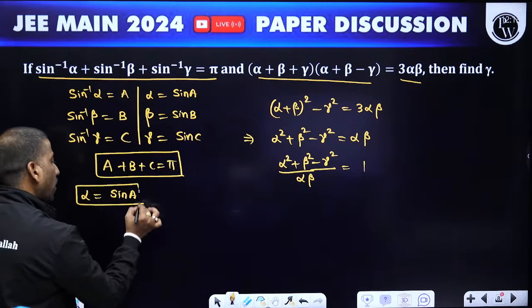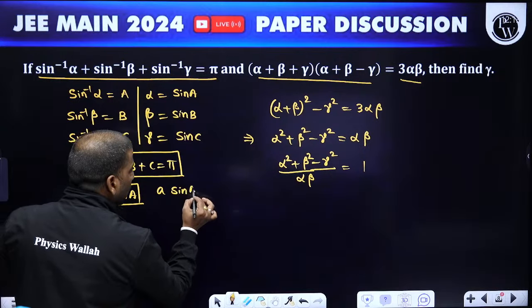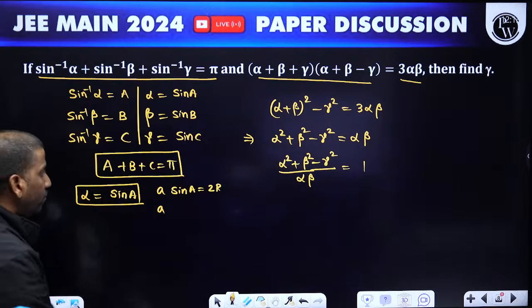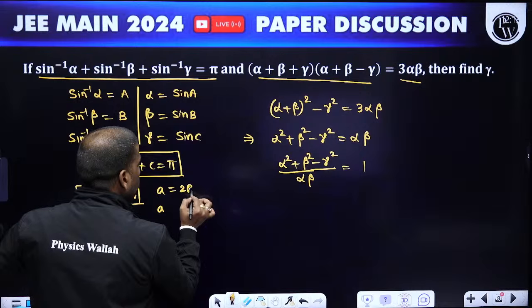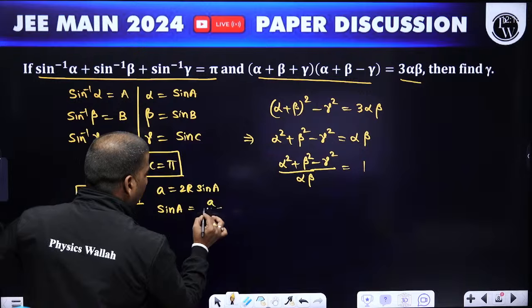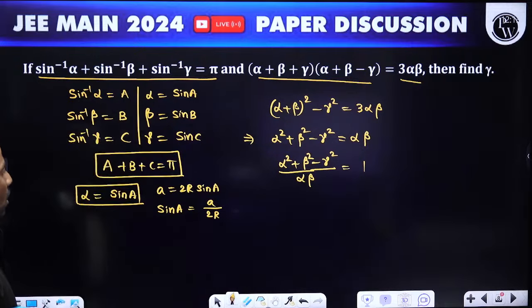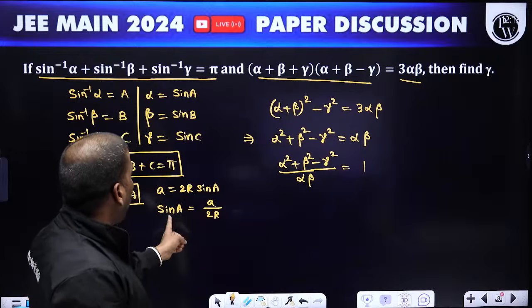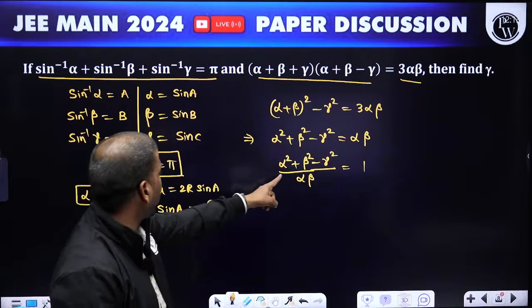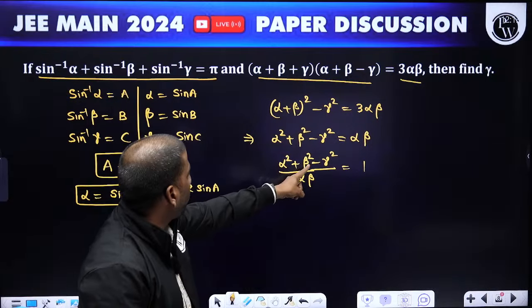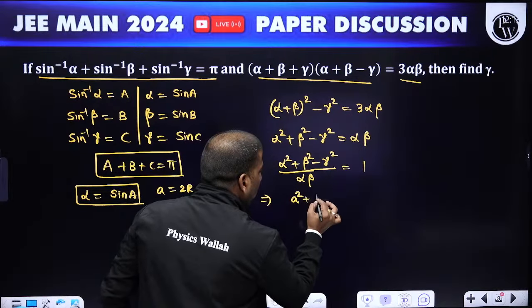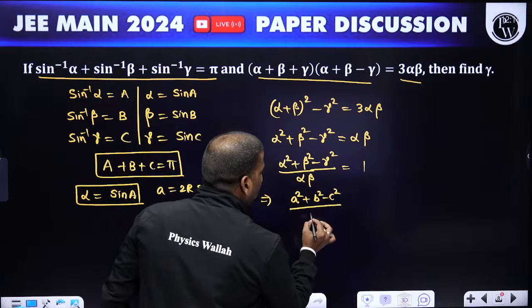Let us apply properties of triangles. As we know, a by sin A is equal to 2R. Right? So, a is equal to 2R sin A. So that means sin A is equal to a by 2R. So if you multiply numerator and denominator by 4R square, this alpha square is sin square A, 4R square sin square B, 4R square sin square C. So that means what it is, nothing but a square plus b square minus c square by, right, ab.